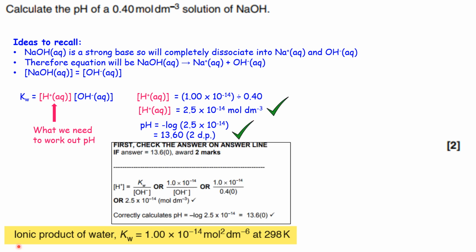So quickly checking the mark scheme, we can see that we've got 2.5 × 10⁻¹⁴, and we've done 13.6. Now I put it in as 13.60 because it's 2 decimal places. In this particular mark scheme, they didn't ask or demand 2 decimal places, but like I said before with state symbols, always put in 2 decimal places for pH, just to be on the safe side.